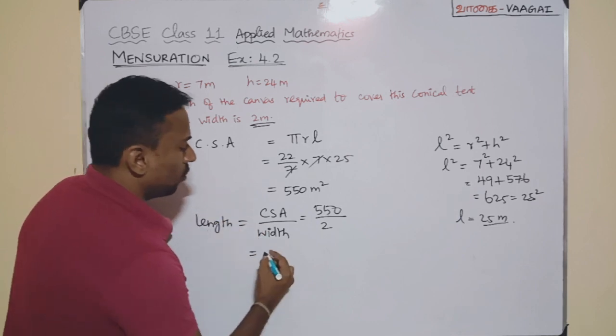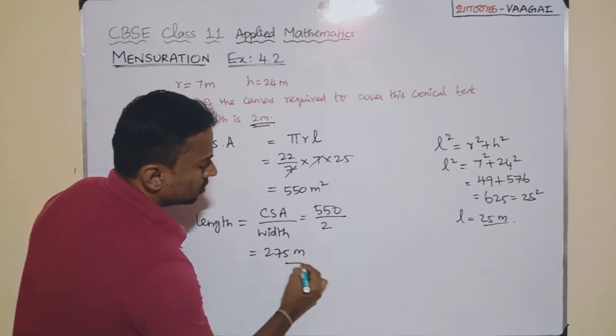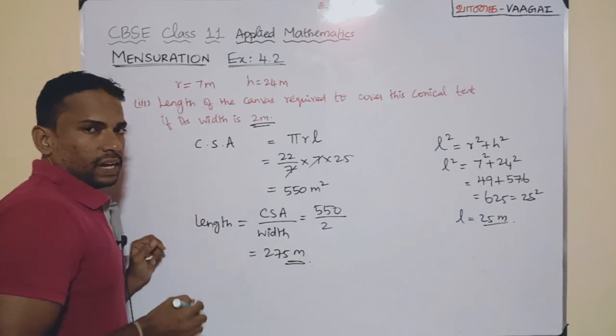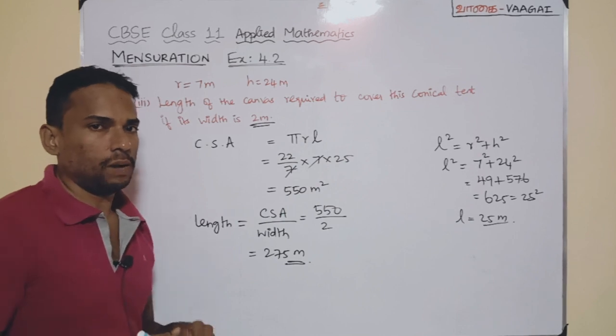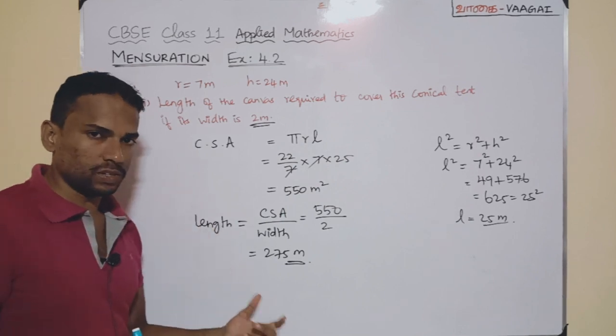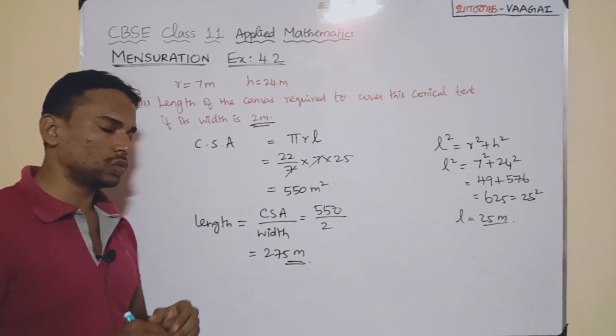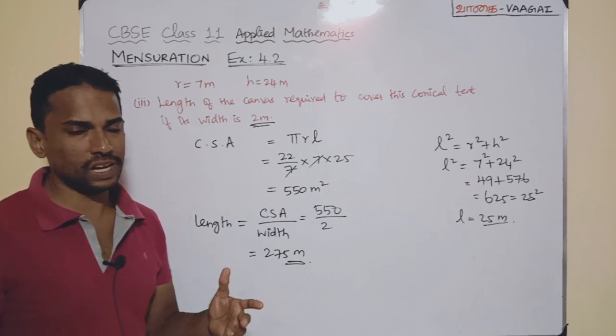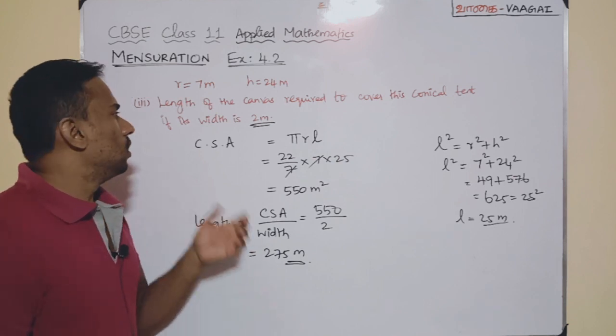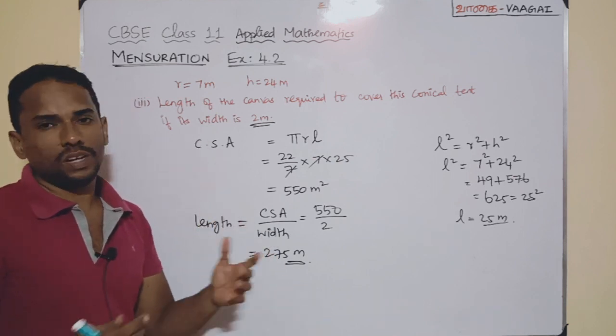250 plus 25, okay, 275 meters. So this will be the length of the canvas required to construct the area, and by this we are completing the third subdivision also, and the answer for this third subdivision, 275 meters, is going to be the answer for your 16th question, subdivision number 3.